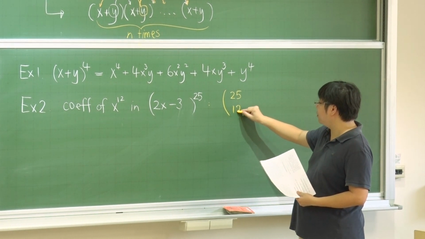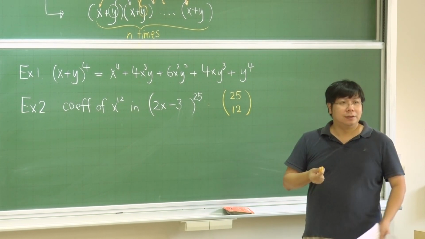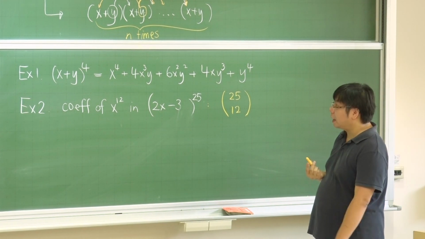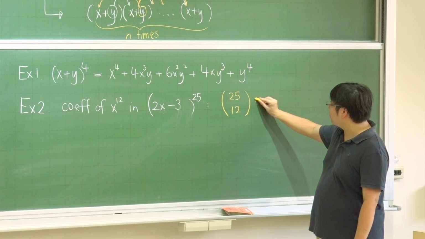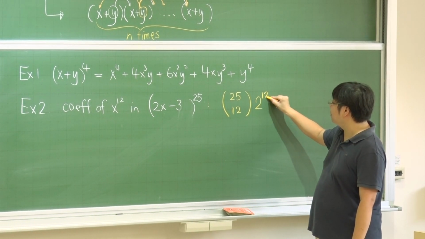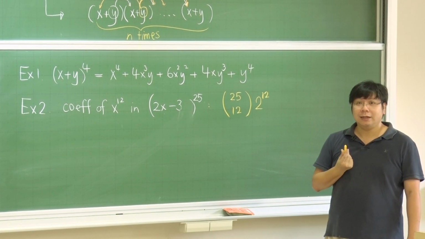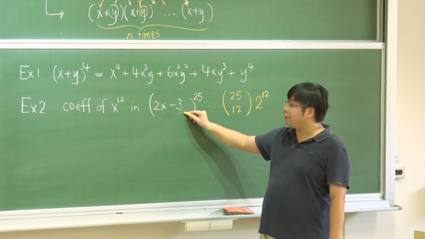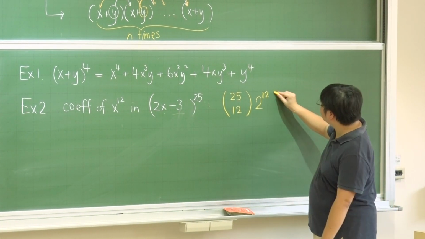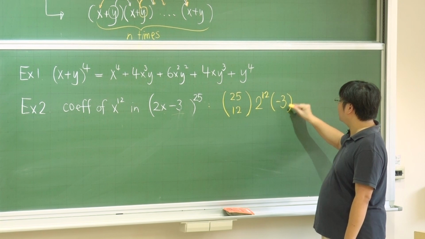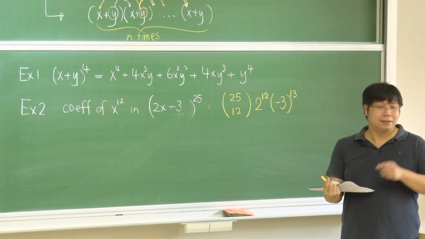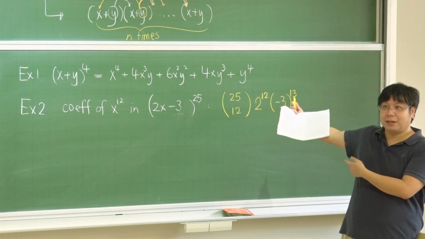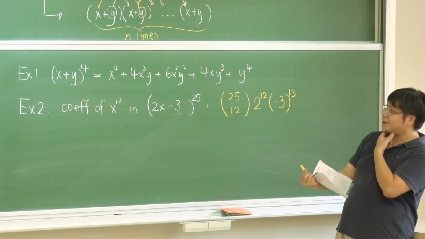So it is 25 choose 12. This is the coefficient. But when x appears 12 times, you will have 2 to the power 12 multiplied. And when minus 3 appears 13 times, you will have minus 3 to the power 13. Is that okay? Maybe I'm wrong, but it looks like the logic is correct.